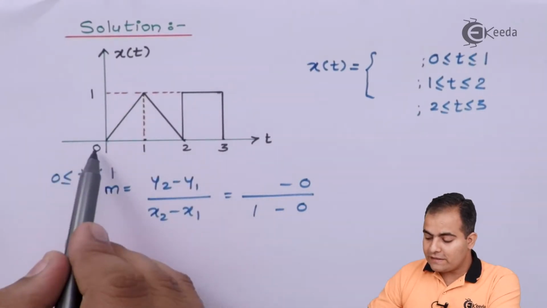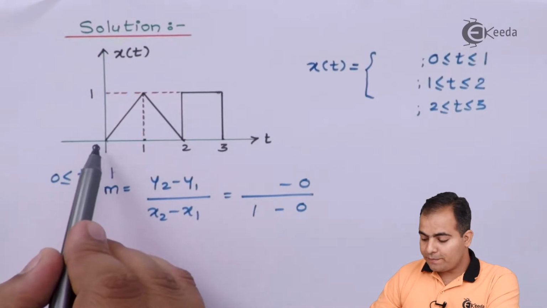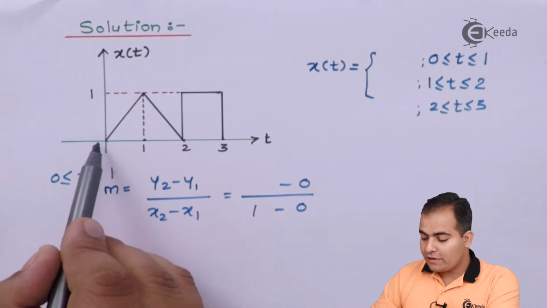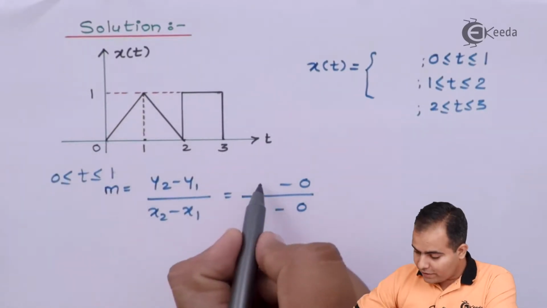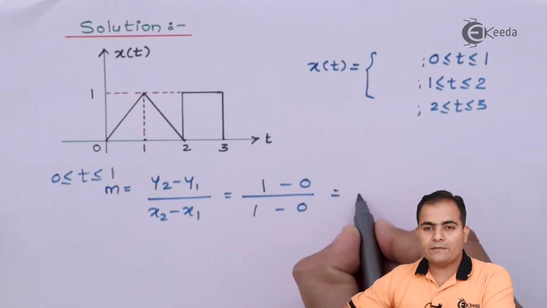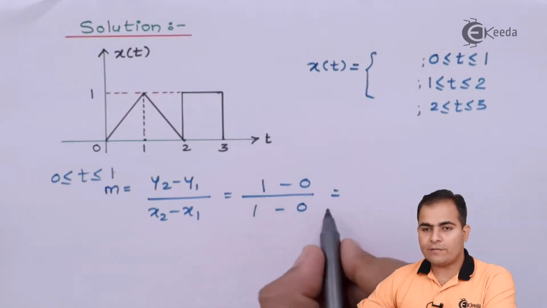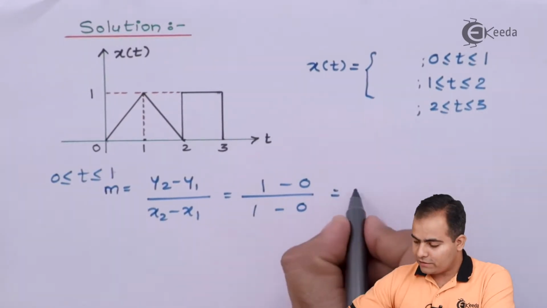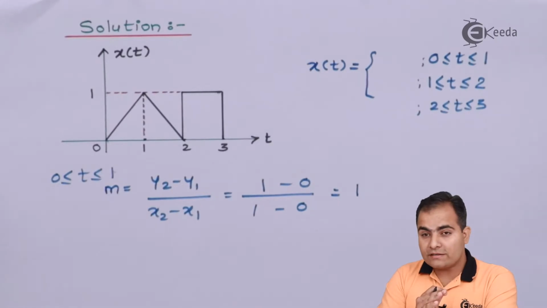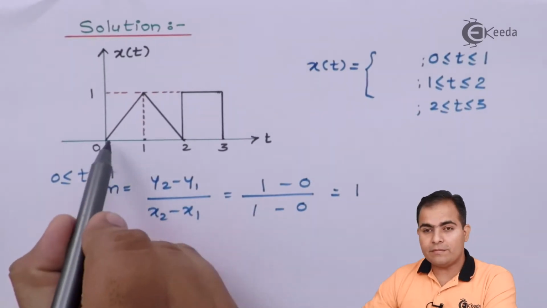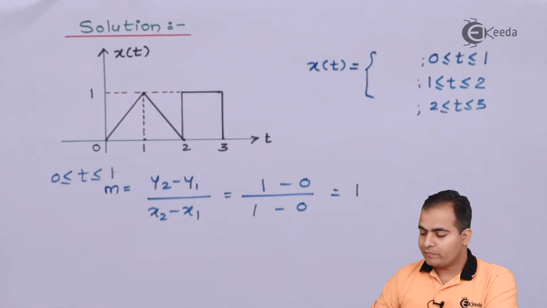So your graph is increasing. It started from 0. That place or that amplitude is y1 and it varies up to 1, which means your y2 value is 1. So I'm going to write here 1. Now just perform the subtraction. What you will get? 1 minus 0 is 1, and 1 by 1, the answer is 1. So you can say that the slope of this first ramp wave, which is available in between 0 to 1, is 1.